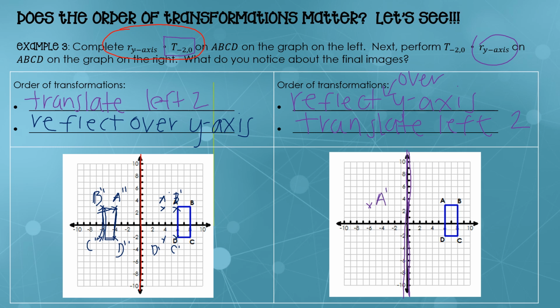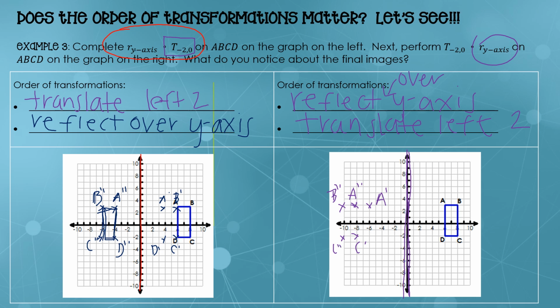And then I'm going to take that and move it 2 to the left. So A double prime is at -8, 3. For B, it is 8 to the right. I'm going to go 8 to the left, which actually puts it right on top of A double prime, but then I'm going to move it to the left. So that puts it at -10, 3. For C, it's 8 to the right, so I'm going to go 8 to the left, which puts it right here at -8, -2, and then I'm going to move it 2 to the left.